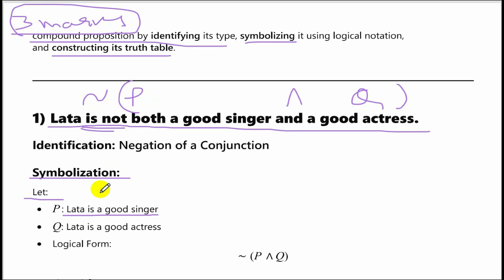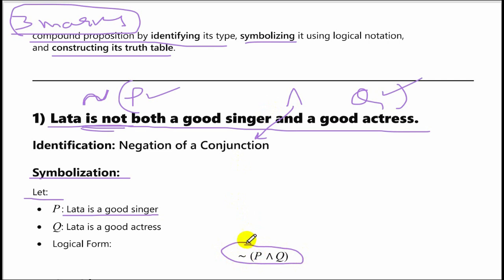So now we say P is Lata is a good singer, right? So Lata is a good singer and Lata is a good actress. Lata is a good singer is P and Lata is a good actress, Q. And then we state she is not. So she is not a good singer and a good actress. Okay, so this is again negation of a conjunction. This is known as conjunction, this symbol. Negation of a conjunction.